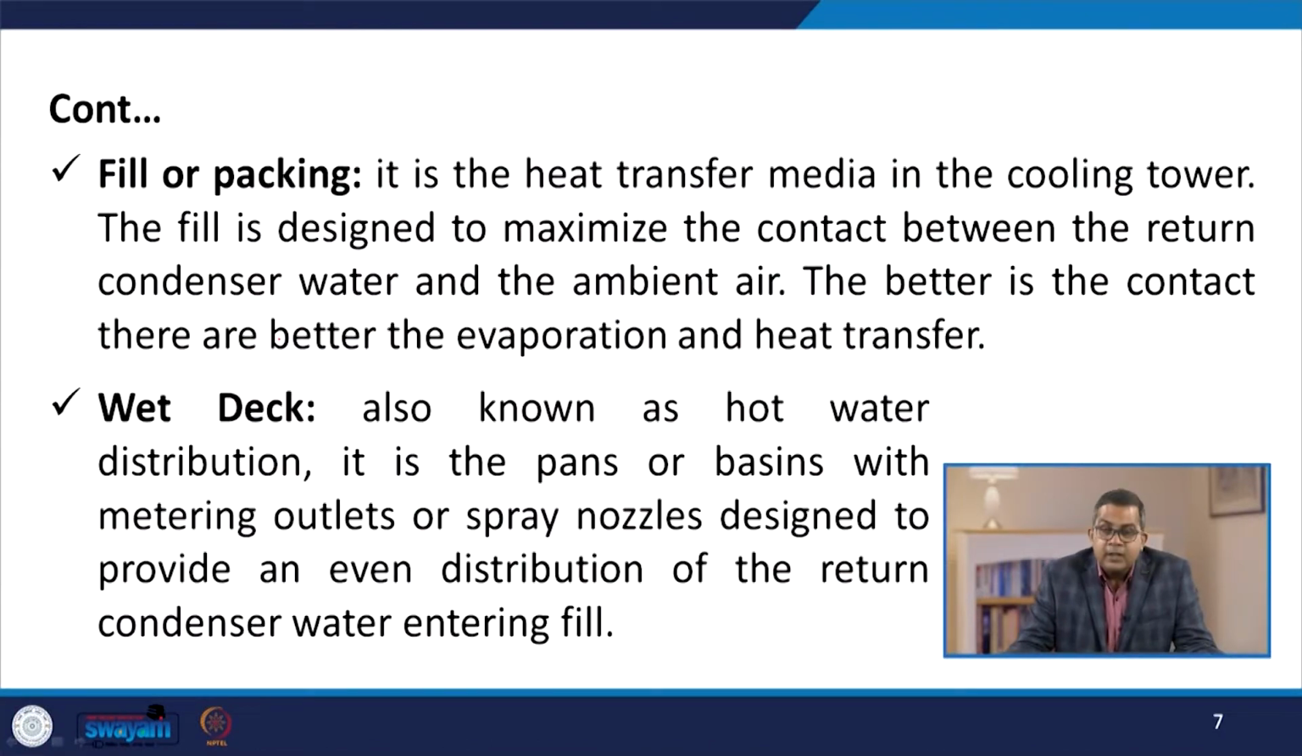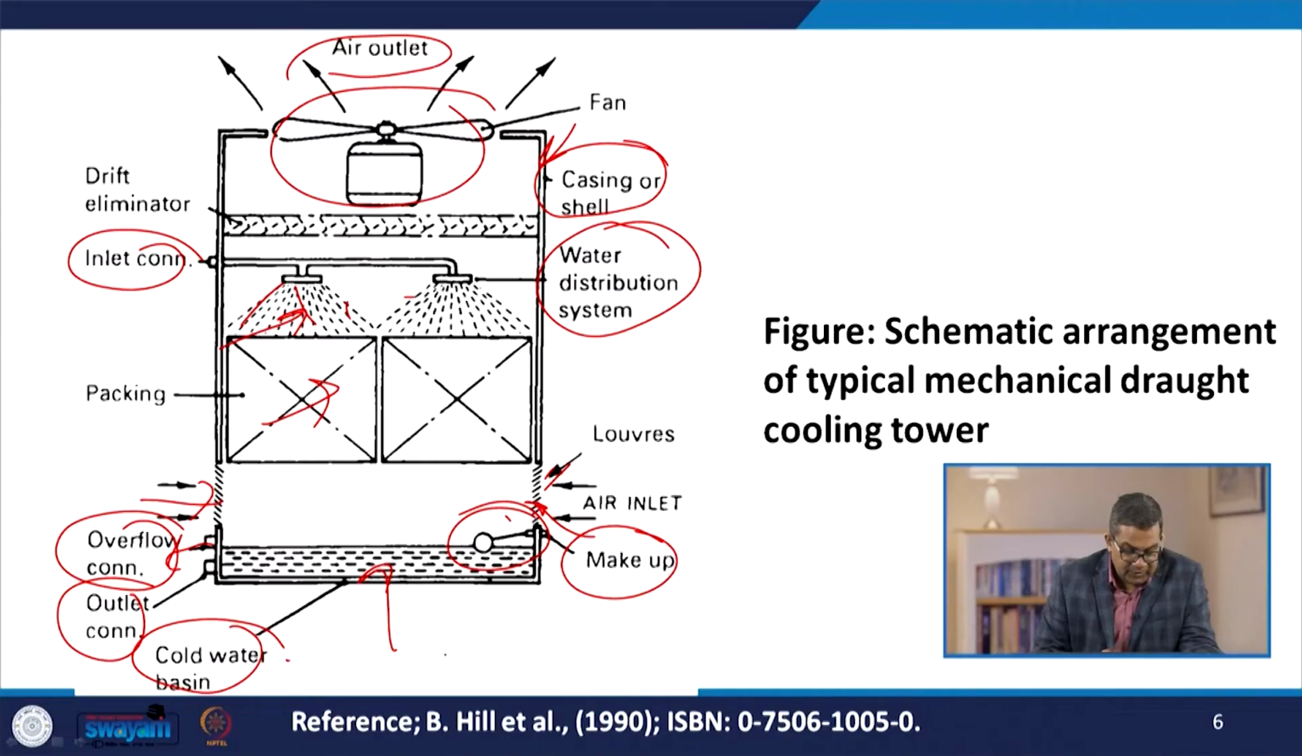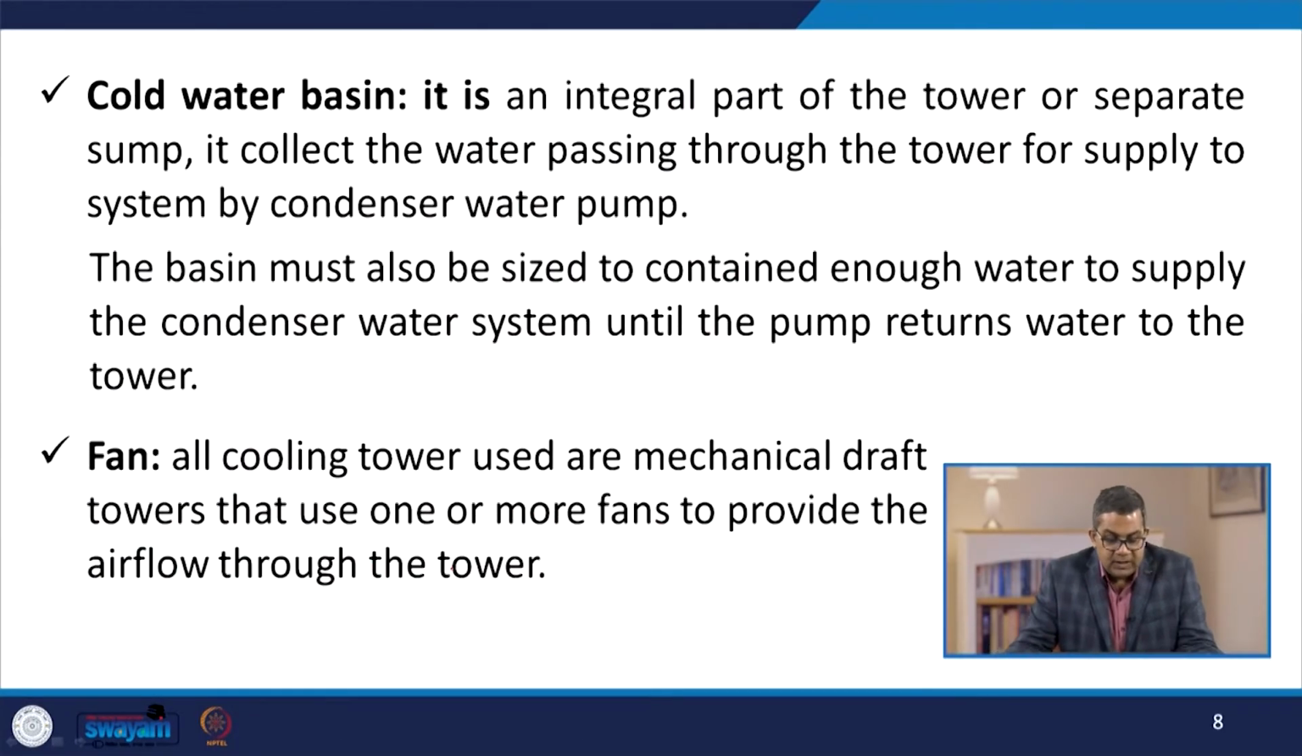It is the pan or basin with metering outlet or spray nozzles. Here you see that these are the spray nozzles. These spray nozzles are designed to provide an even distribution of the return condenser water entering the filling operation. Then there is a cold water basin. If you see, here we have the cold water basin. It is an integral part of the tower or a separate sump. It collects the water passing through the tower for supply to the system by the condenser water pump.